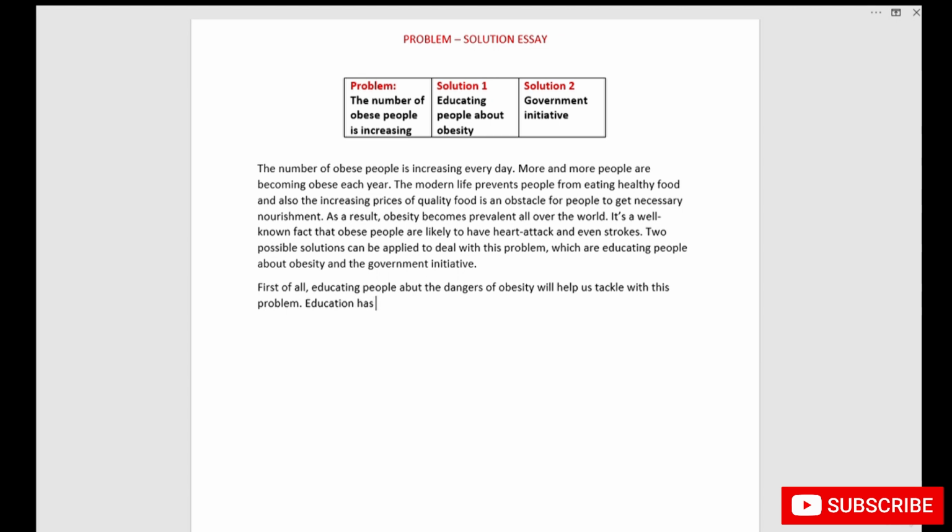Education has the power to change people's minds, and it can have a long-lasting effect on people's health. Now I'm going to narrow it down, and I'm going to talk about how we can educate people starting from early ages. So I say, starting from the primary school, children can be informed about unhealthy food through games and activities.